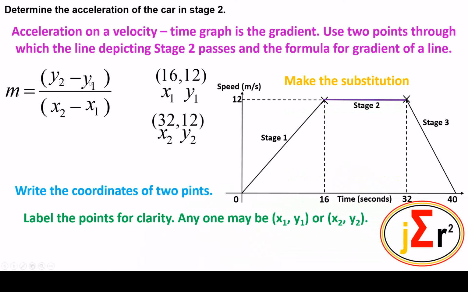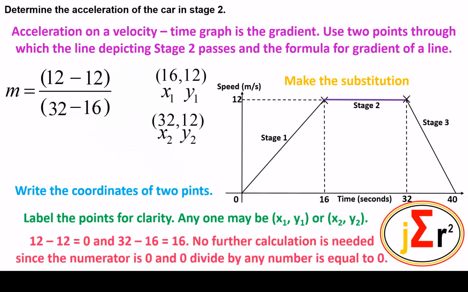y2 minus y1. That's y2. That is y1. And all of that is over x2 minus x1. x2, x1. 12 minus 12 is equal to 0, and 32 minus 16 is equal to 16.